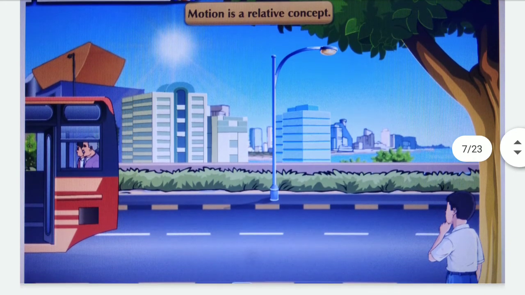Again, we can realize that motion is a relative concept. Motion is a relative concept. The boy is standing under the tree and the bus is moving from right to left. Therefore, the boy can say that the bus is moving.